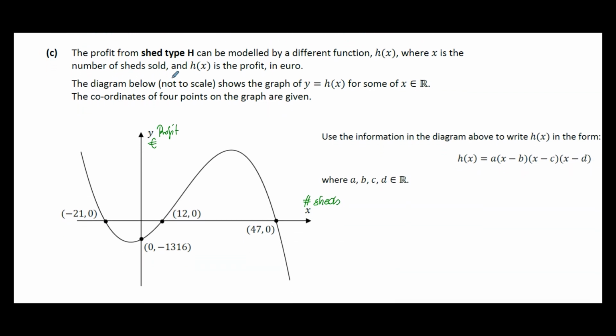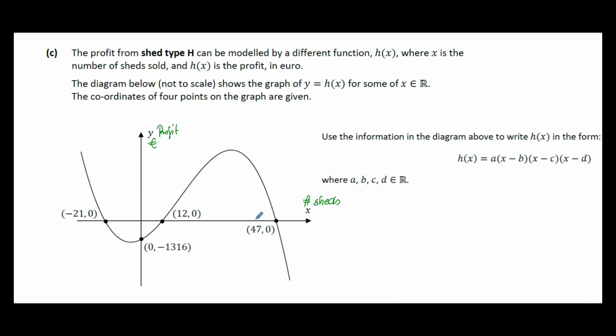The diagram below shows the graph of our function h for some of the values of x. The coordinates of 4 points on the graph are given. So we have 1, 2, 3 roots, and then we have the coordinates where the graph cuts the y-axis. And we have to use this information to write our function in this form. So basically, we need to have a cubic equation. Now, the only thing about this graph is that we don't need to multiply the brackets. We can leave it in this form. Okay, so how do we do that?